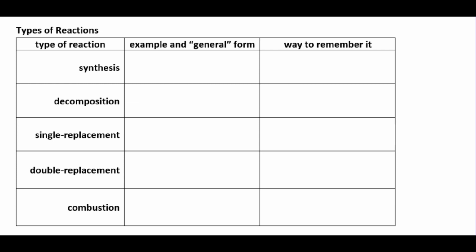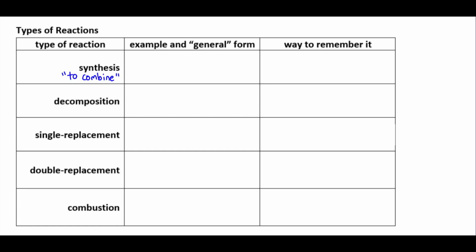Now there's just one more set of ideas we need to pick up on before we actually balance some chemical equations, and that's types of reactions. Reactions come in a few basic types, and we need to learn what they are and how to recognize them. First up is a synthesis reaction. Synthesis means to combine, and that's exactly what happens.